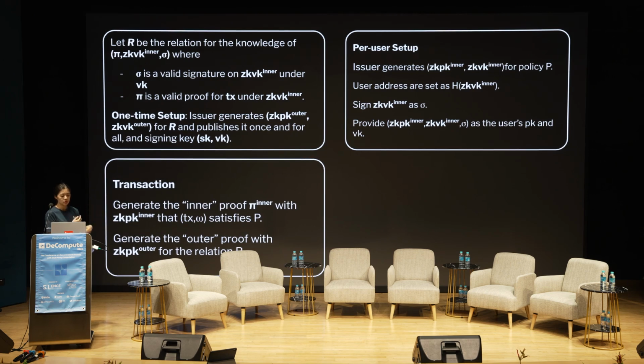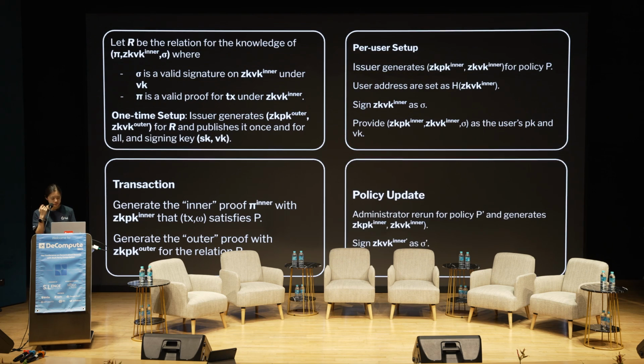So what happens when the user is signing a transaction? All you need to do is generate the inner proof with the inner proving key and whatever private input you have to this policy circuit. And then, in addition, you also need to generate the outer proof just to show that you do have knowledge of this update of the policy. When you need to do a policy update, all the issuer needs to do is generate a new pair of the inner proving key and the inner verifying key, and then sign the new inner verifying key, VK prime, with a new signature.